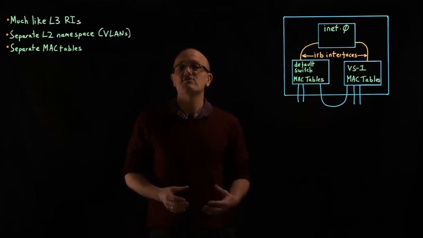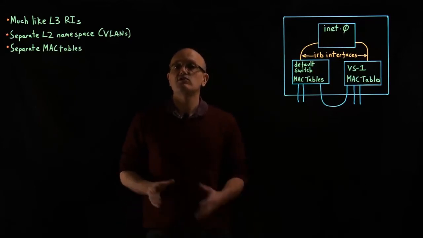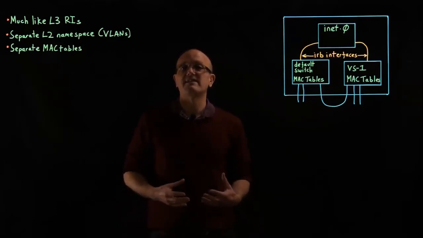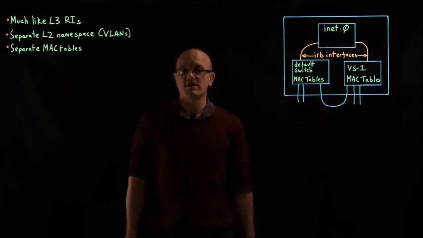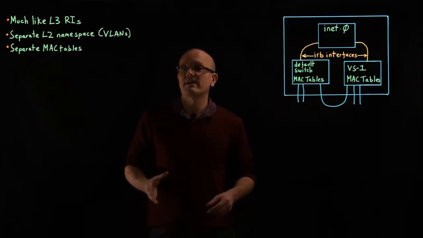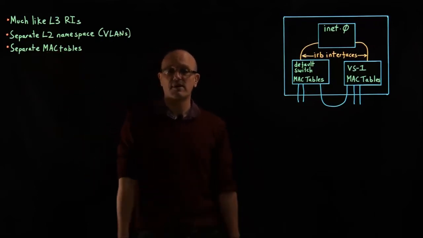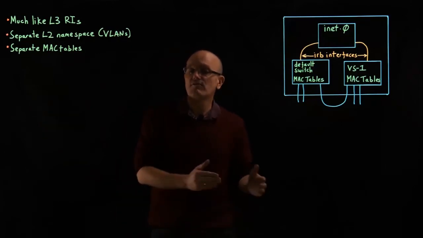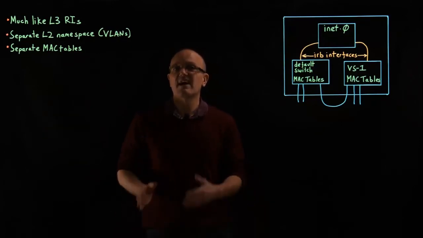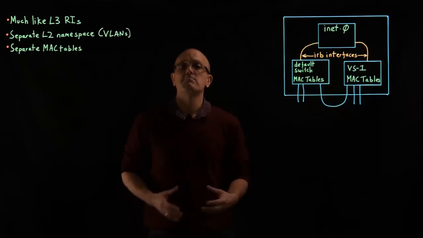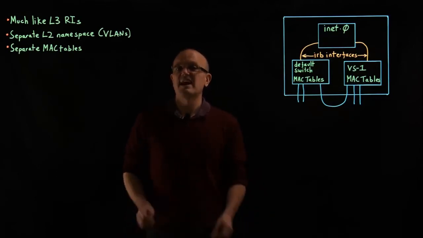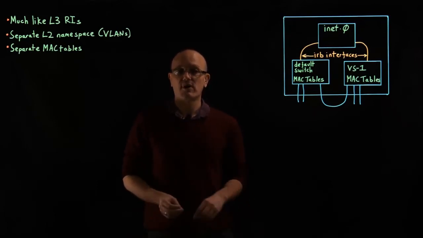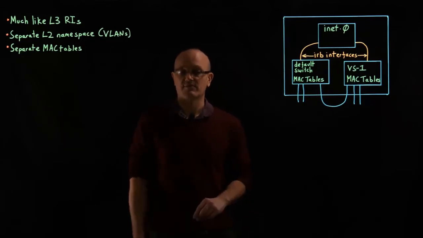And much like layer 3 routing instances, we're just providing logical separation between different logical domains. It's just that we're dealing with layer 2 here rather than layer 3. With virtual switches, you're getting a separate layer 2 namespace. So you have the set of VLANs that you want to use allocated per virtual switch, and you can use the same VLANs again and again per virtual switch, much like you can use the same IP addressing in separate virtual routers. And much like virtual routers as well, you have separate forwarding tables.